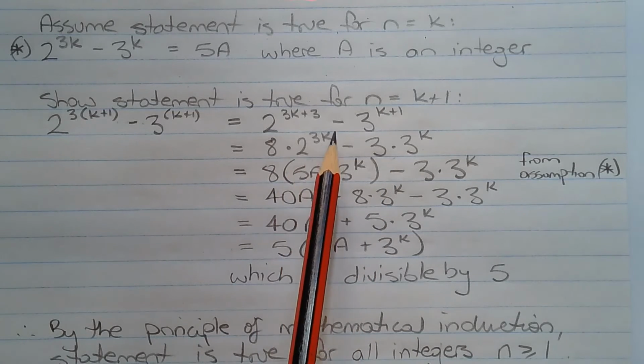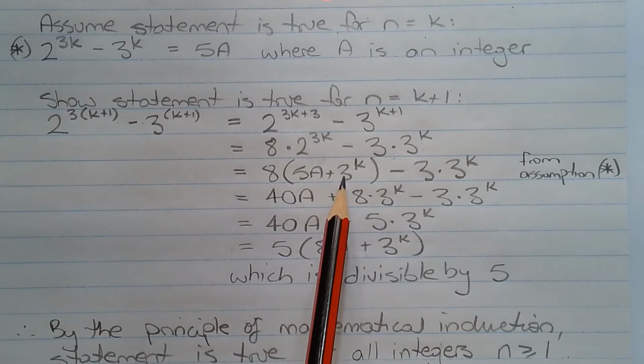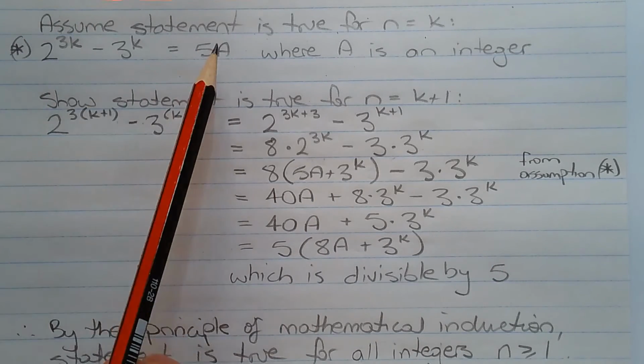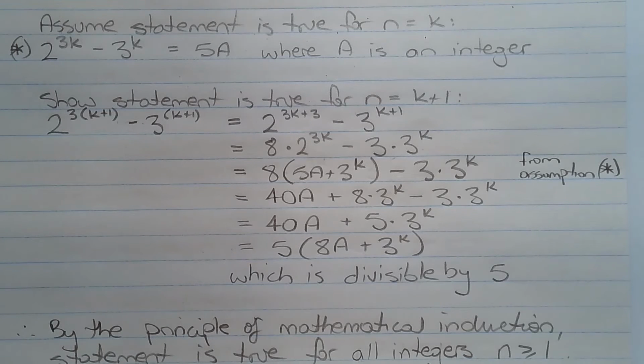Now 2^(3k) can be replaced with 5a plus 3^k from the assumption, just by rearranging this equation and making 2^(3k) the subject of the formula. Expanding the brackets, that equals 40a plus 8 multiplied by 3^k minus 3 multiplied by 3^k. And we have two terms here that are like terms. So combining the like terms, that equals 40a plus 5 multiplied by 3^k.